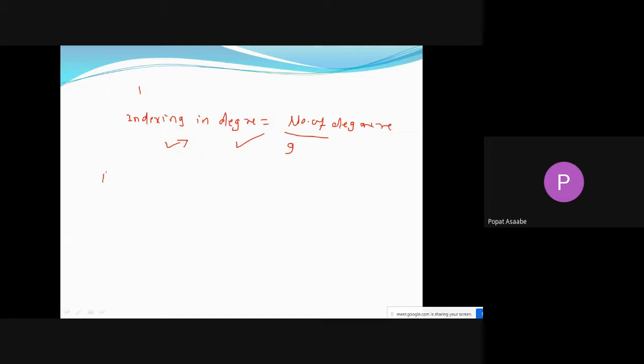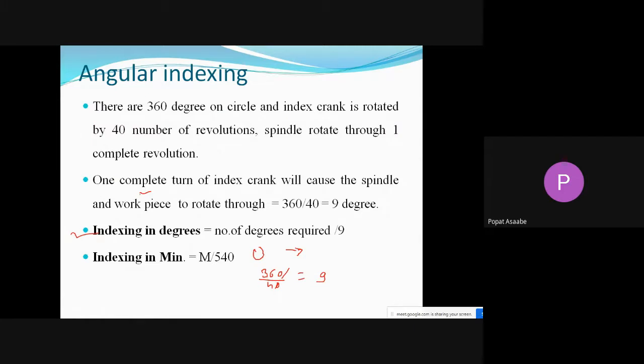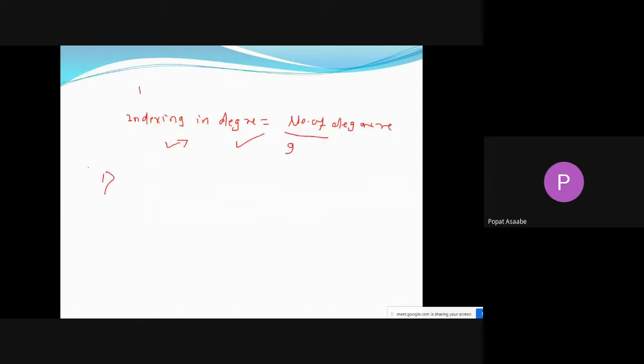Okay, so can I take the first example? If you are not understanding this concept, how that 360, how that 40 they have taken, directly you can remember this formula. For the angular indexing in degree, suppose we want to find out the angular indexing in degree, that time we can use only that much formula: number of degrees required divided by 9.